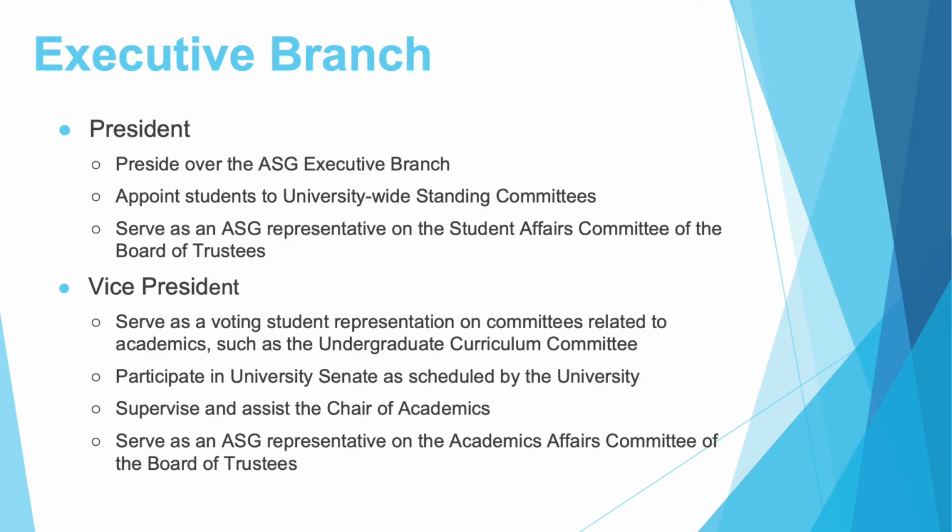Alrighty, on to the Executive Branch. And we will start with the President and the Vice President. The President is responsible for leading the executive branch, and they are one of the main point people for bridging the gap between administration and students. They're also a part of the university-wide standing committees and are responsible for bringing other students into those committees as well. Again, in an effort to achieve a high level of student representation in these rooms. And of course, they serve on the Board of Trustees.